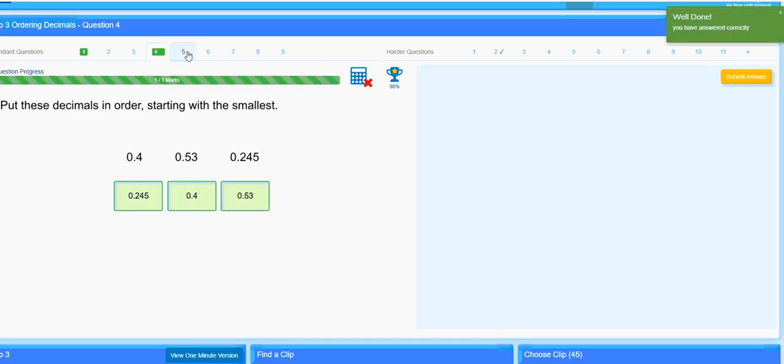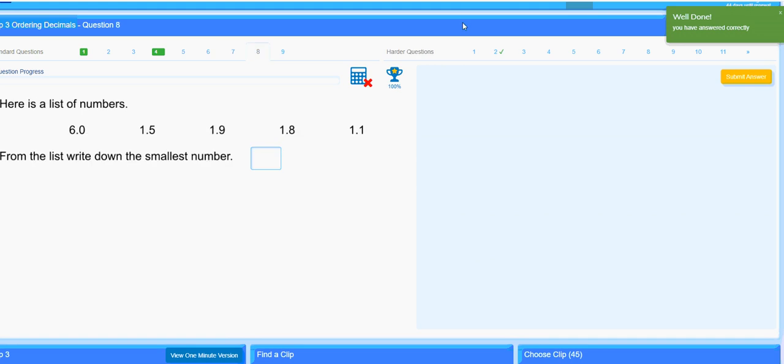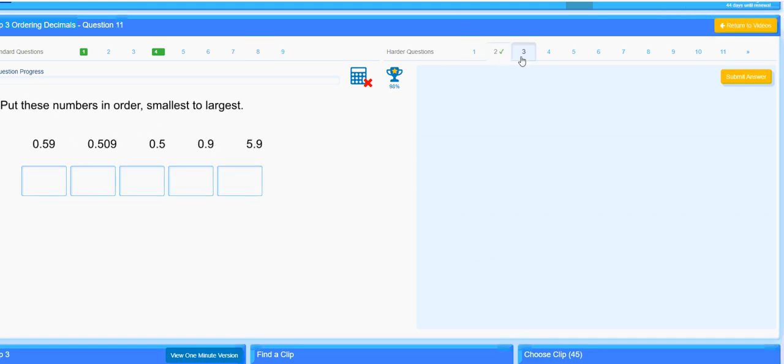So there's loads of questions that you can try that are standard questions, and then obviously you've got harder questions that you can try as well. So if you want to demonstrate that you're really good at the topic, do a lot more practice questions.